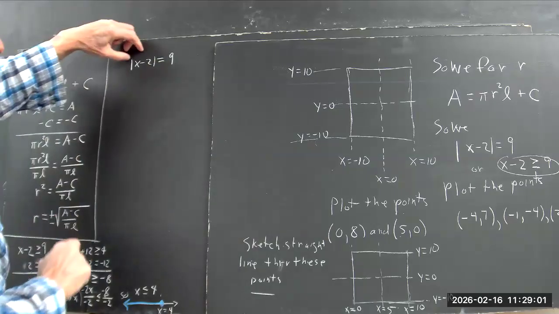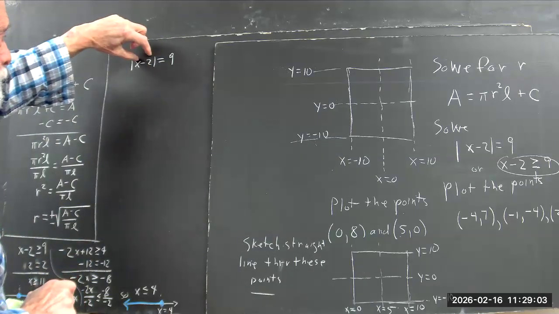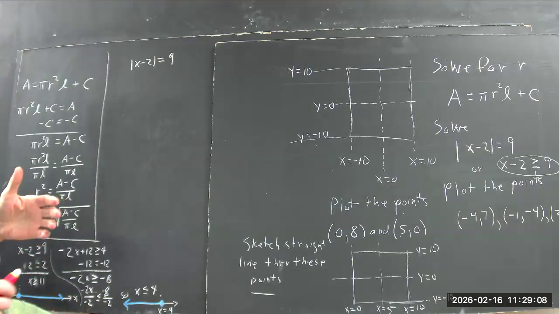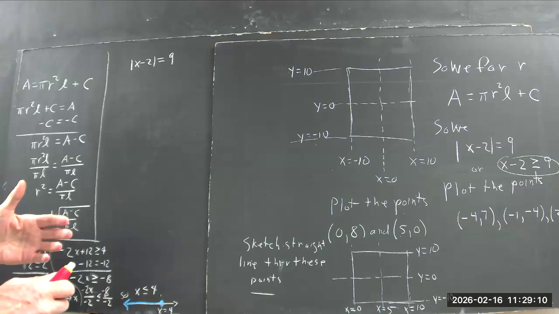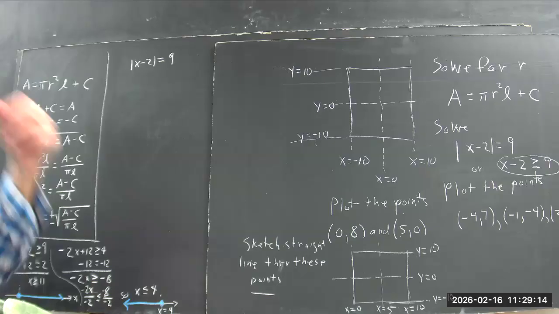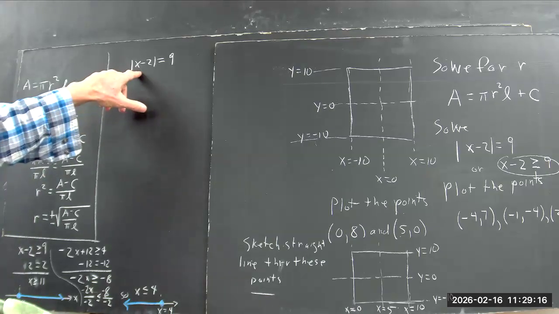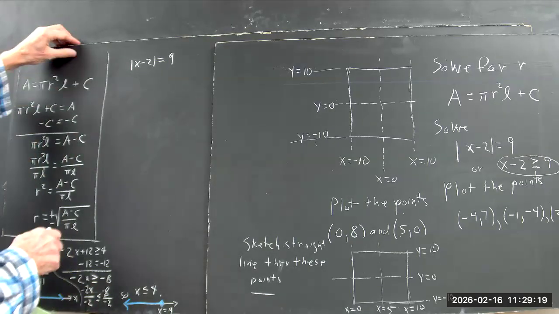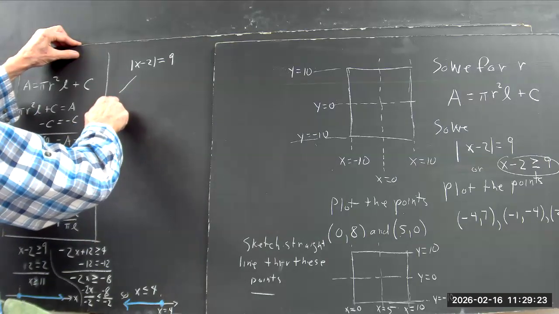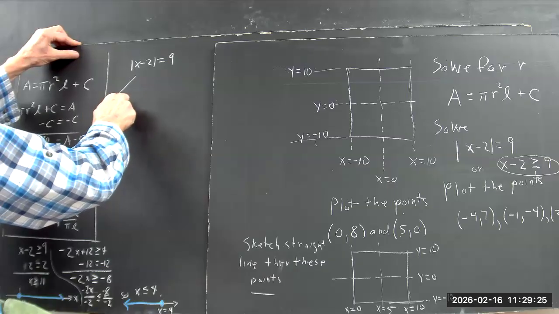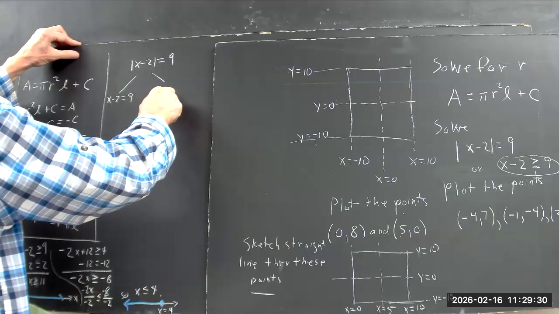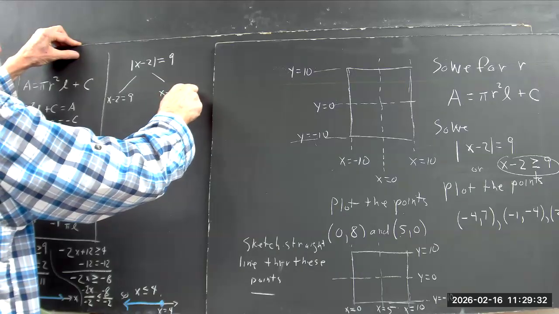Okay, anyhow, the absolute value of x minus 2 is just the magnitude of the number you get when you do x minus 2. We don't know if that number is going to be positive or negative. So we break this equation into 2 parts. x minus 2 equals 9, or x minus 2 equals negative 9.